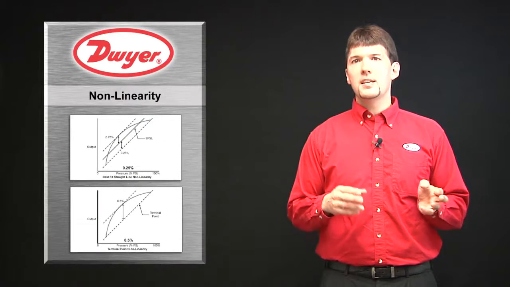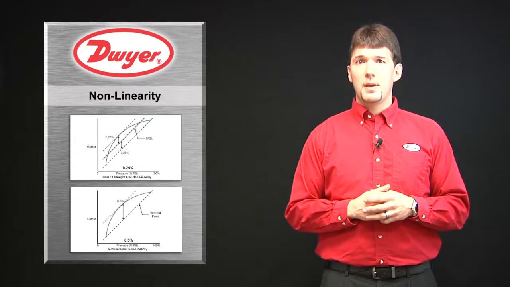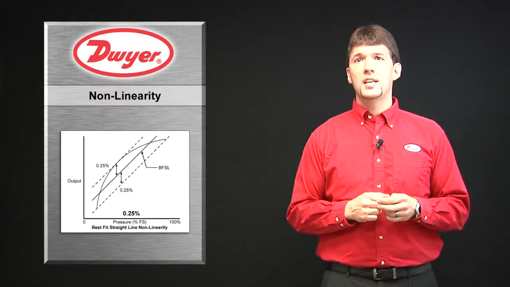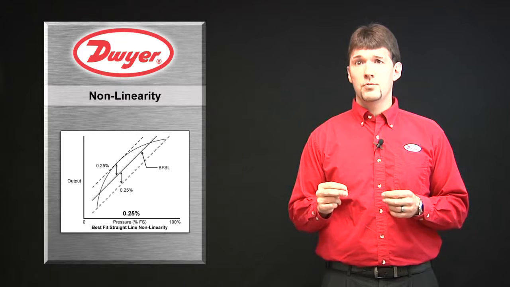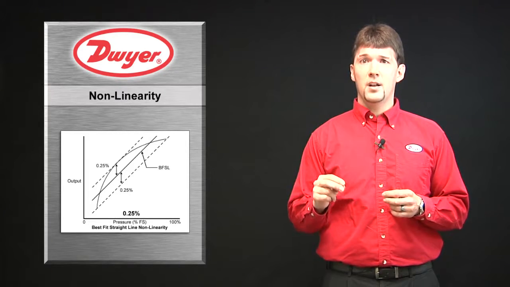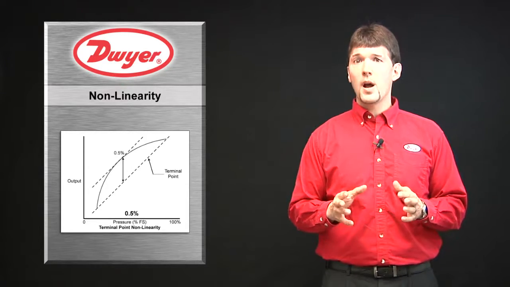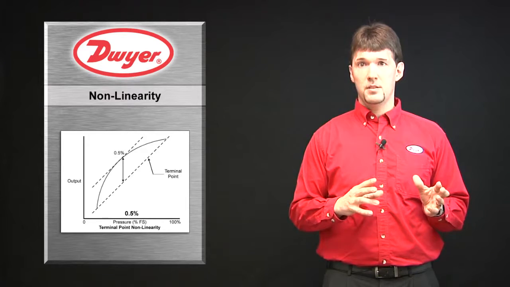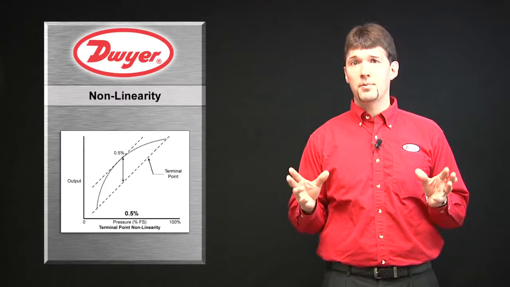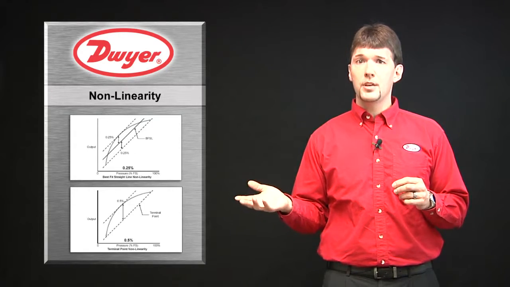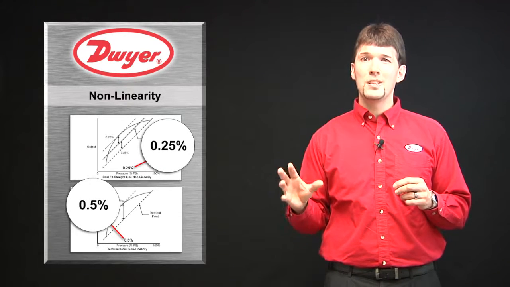IEC 61298-2 lists three methods of nonlinearity. The two most popular methods used by sensor manufacturers are the best fit straight line nonlinearity method and the terminal point nonlinearity method. Usually the nonlinearity method used for the sensor will be specified under the sensor accuracy as best fit straight line or terminal point method. This is why it's important to understand the difference between these two methods. Based on the characteristics of the sensor, it could have two vastly different nonlinearity percentages. Based on the following diagram shown here, you can see that the same sensor has two different nonlinearity percentages based on which method is used.